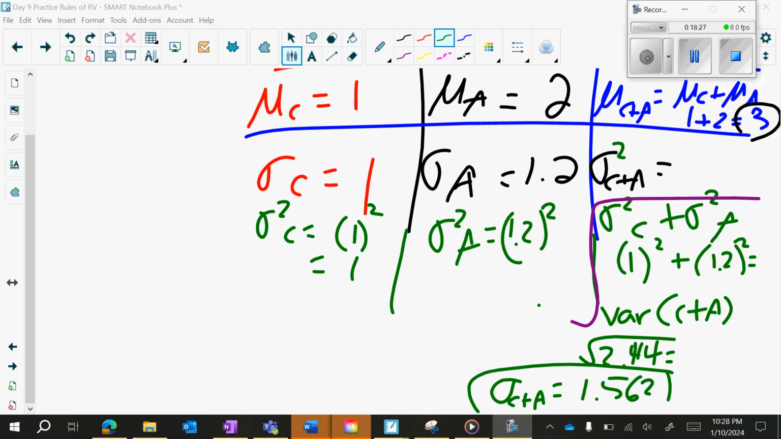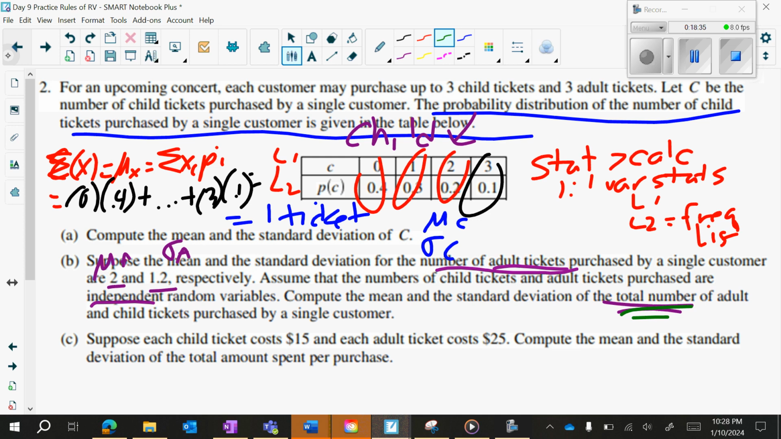So this means that on average, the number of total tickets will deviate from the mean number of tickets by 1.562 tickets if we took many customers. Okay, now let's go on to part C. Suppose each child ticket costs $15. And each adult ticket costs $25. Compute the mean and the standard deviation of the total amount spent.